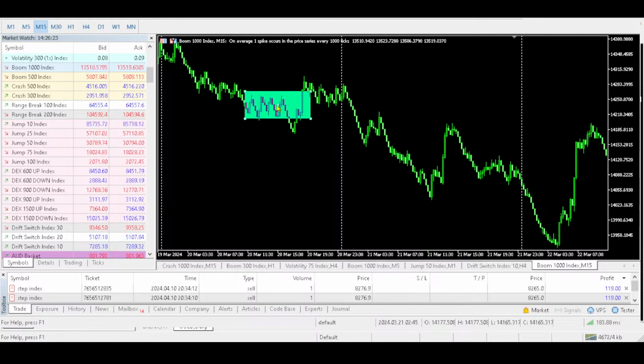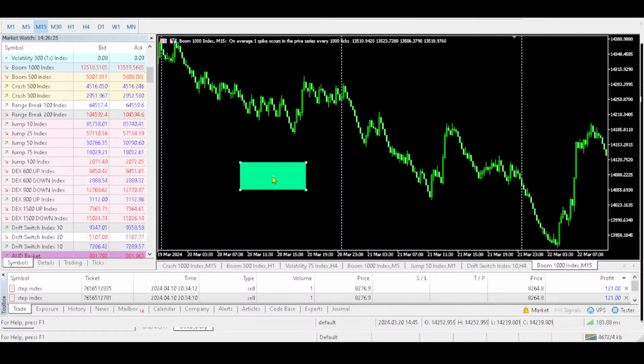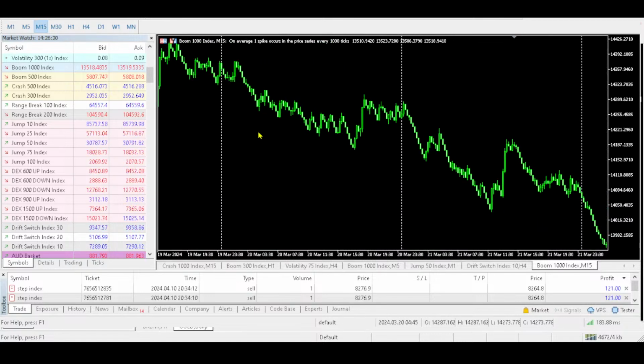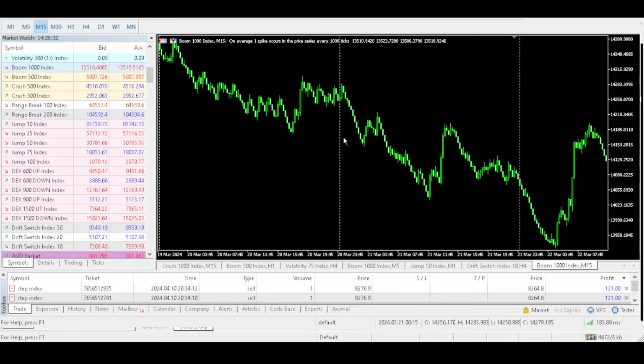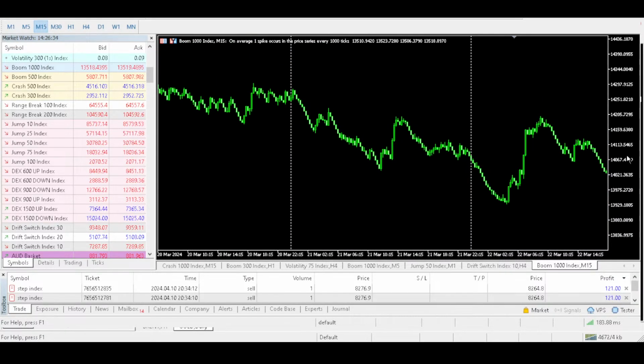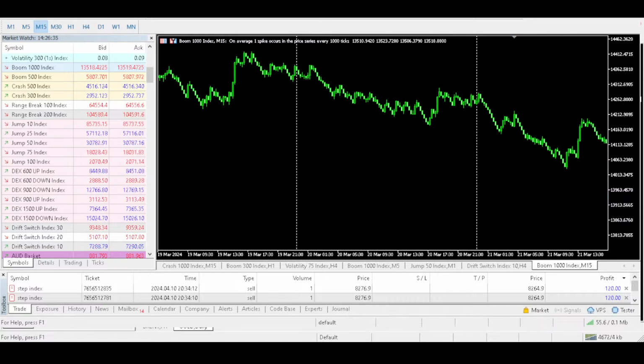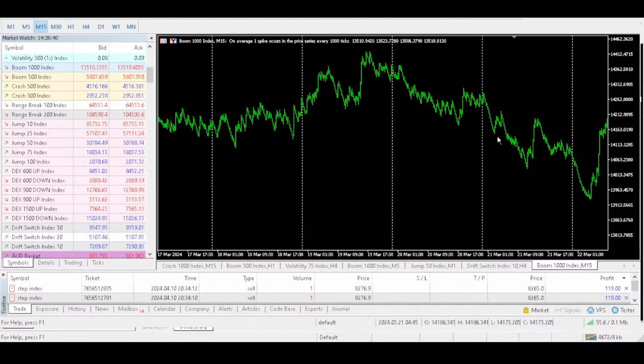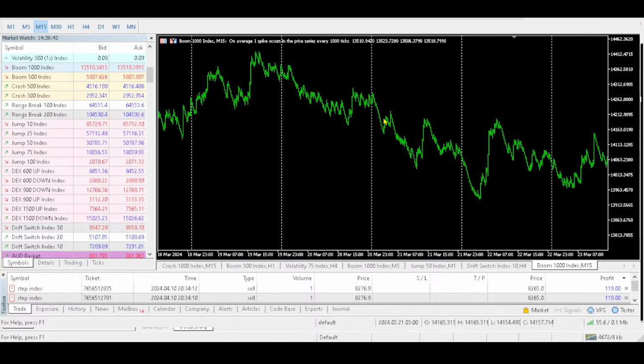When that happens, that's the instance where we want to look for selling trades instead of buying trades. The reason for that is because the overall direction of the market is going to the downside. So if the overall direction of the market is down, then we look for sell trades. It's very easy.